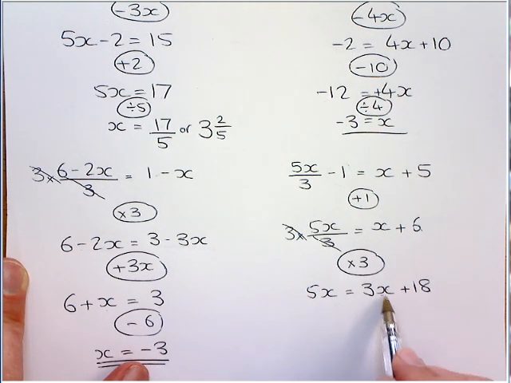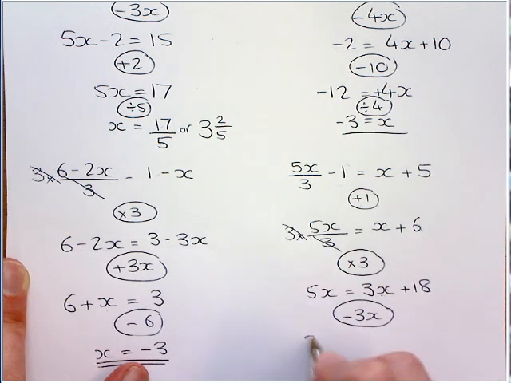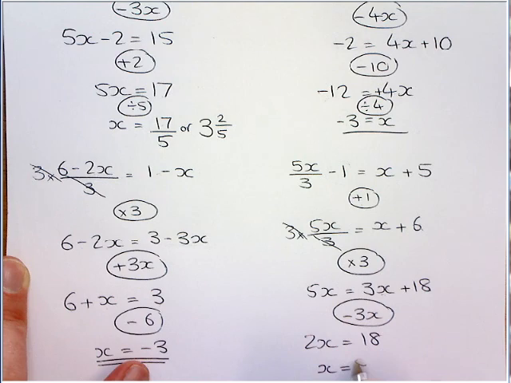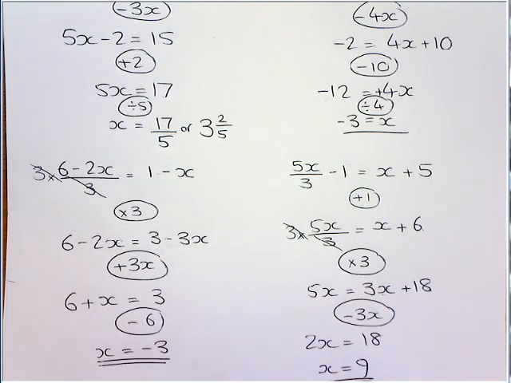Let's get rid of this x because it's the smallest. Take away 3x from both sides. We'll have 2x is 18. And I'm sure at this point you're quite happy to say x is 9.